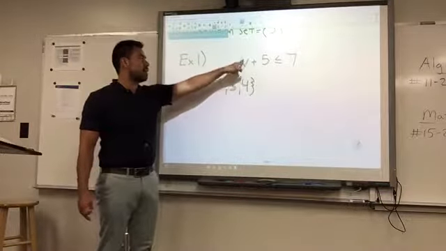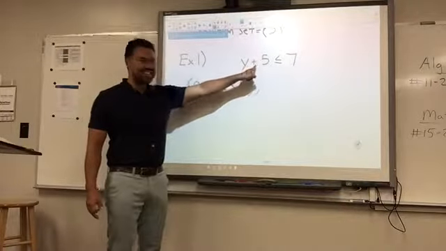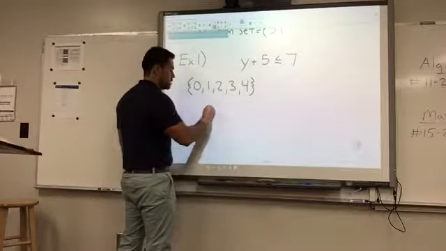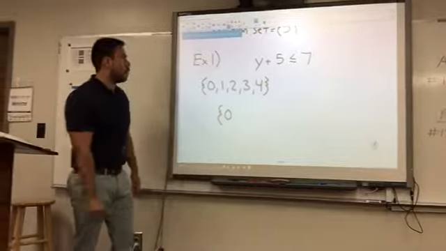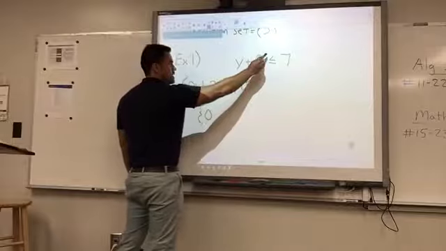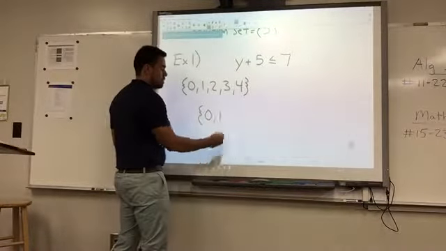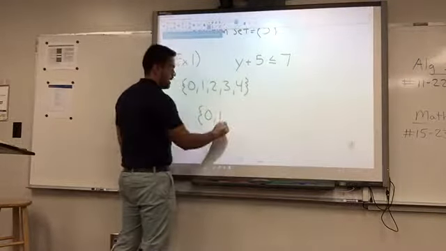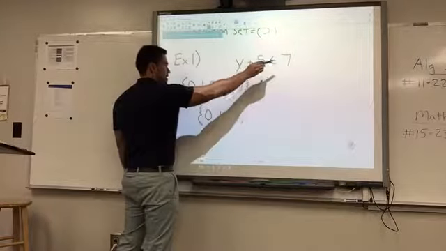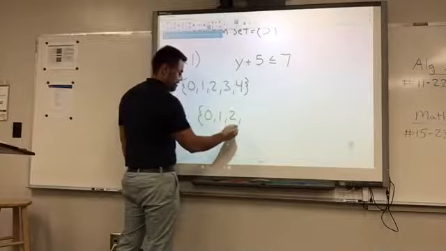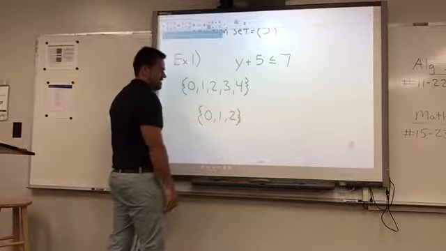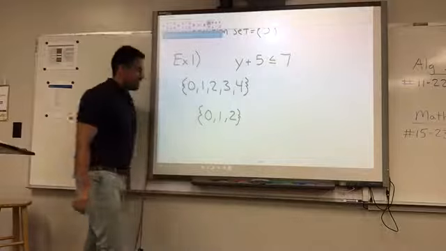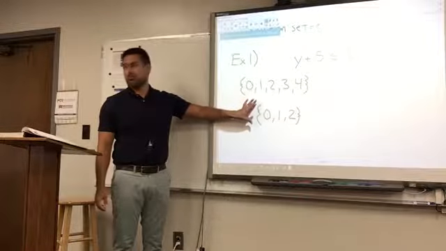0 for here. 0 plus 5 is 5. And 5, is it less than or equal to 7? Yeah. Okay, so is 0 a part of the solution set? Yes, so it's part of it. All right, 1. 1 plus 5? 6. 6 is less than or equal to 7? Yes. 1 is a part of the solution set. 2. 2 plus 5? 7. Ooh, is 7 less than or equal to 7? Yes, it is equal to. 3? No. 4? Oh, smart boy. I almost had it. All right. So we say that the solution set is 0, 1, 2. Right? 0, 1, 2.